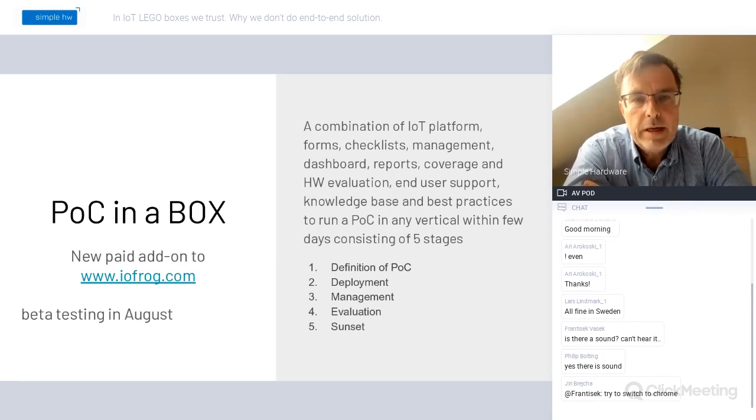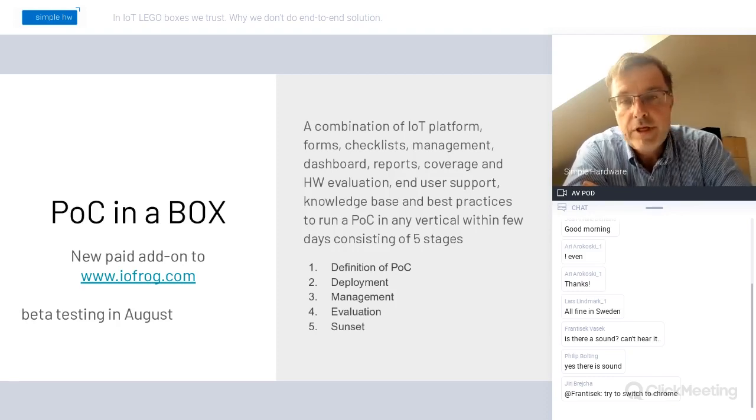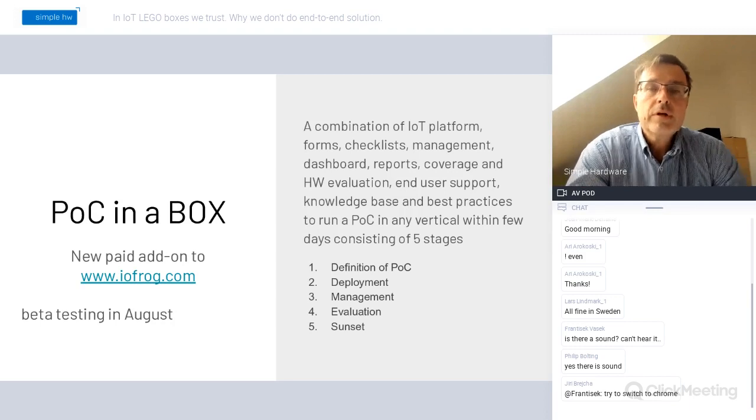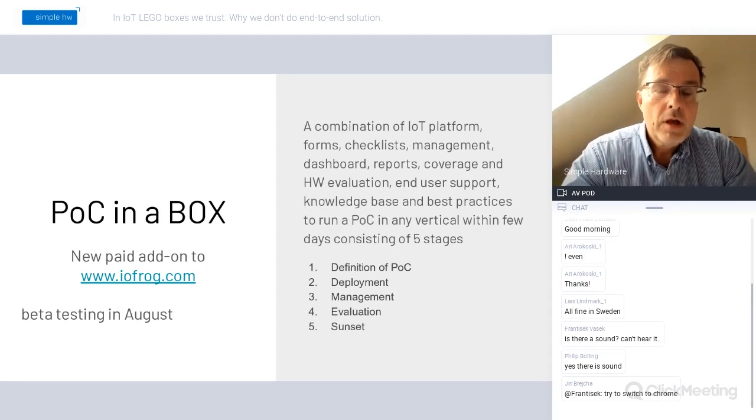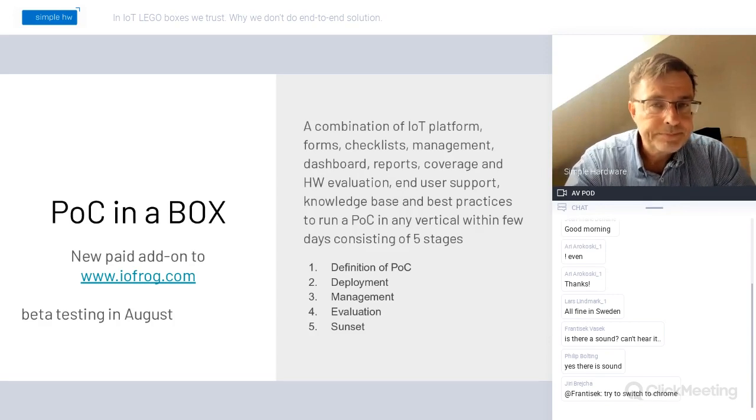And basically, it should be a combination of IoT platform, forms, checklist, management of the POC, dashboard, reports, coverage, basically everything that's needed during a POC. Because if you do a POC, you have data in different systems, you have a knowledge base somewhere else. If you do a B2C POC, you have the questionnaire, the form somewhere else, and it's a real mess. So this is something that should be available in beta testing by end of August.